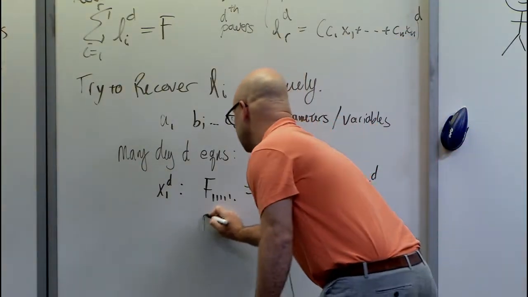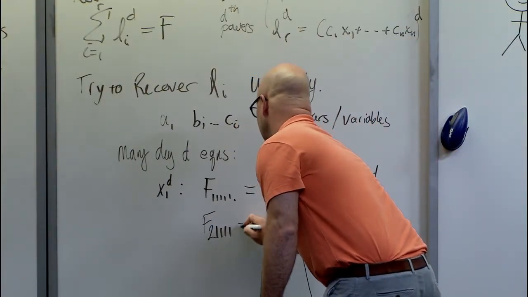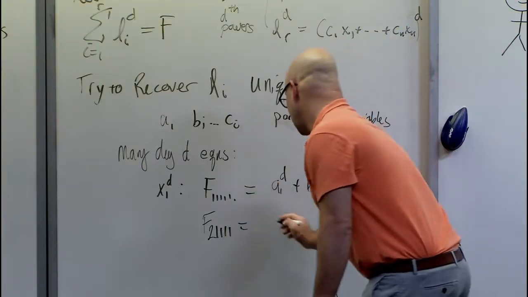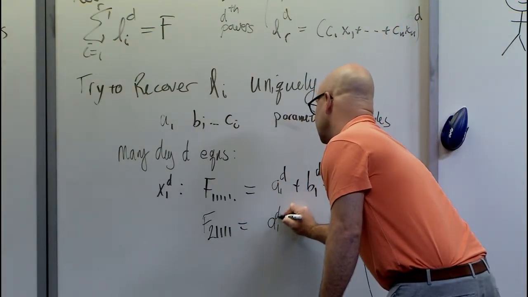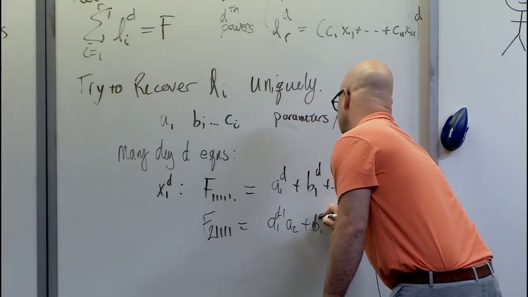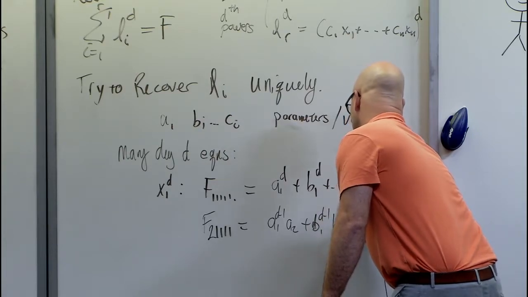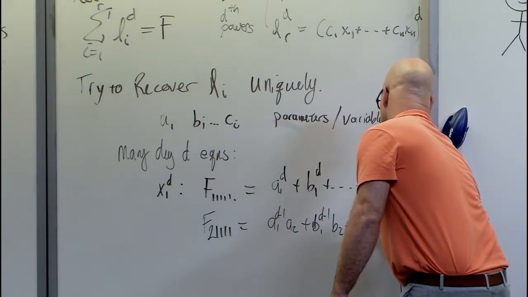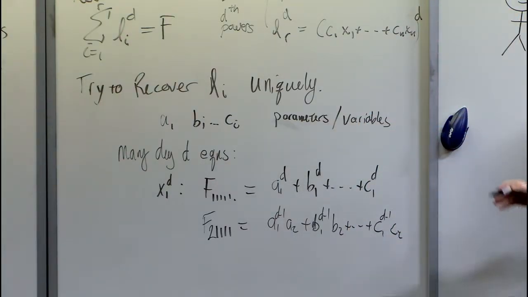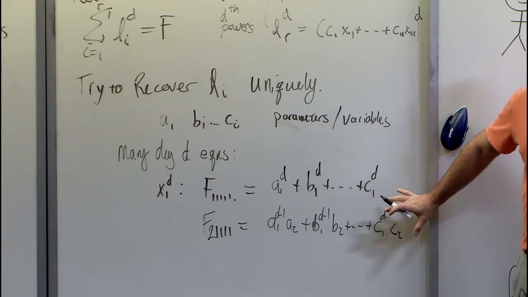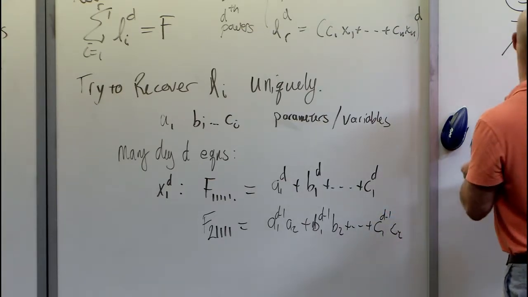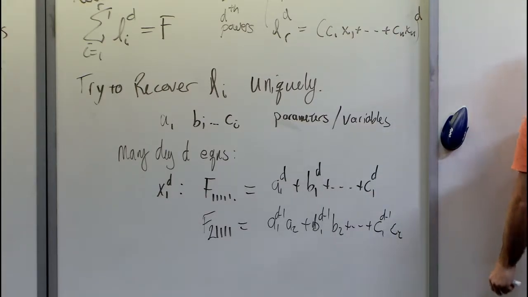And then what's f21111? Well, this is all the ways of getting a 2 and the rest 1. So a1 to the d minus 1, a2 plus b1 to the d minus 1, b2 plus c1 to the d minus 1, c2, etc. So this is how you write down the system of equations that you would have to solve in order to find these things. Okay, so we all picture.